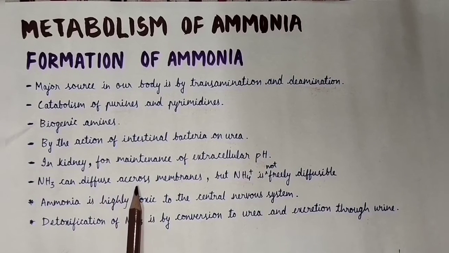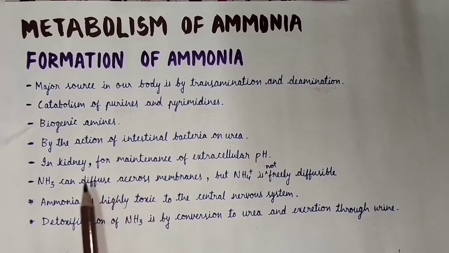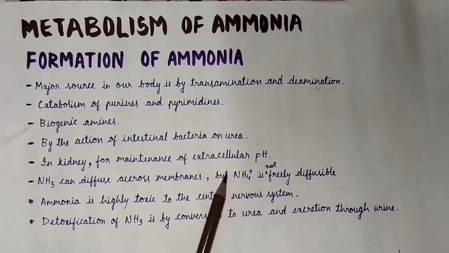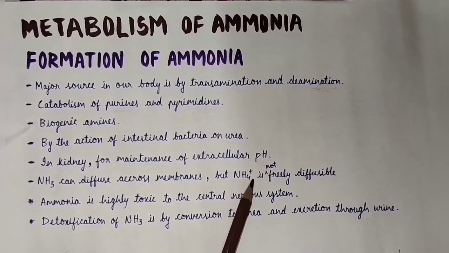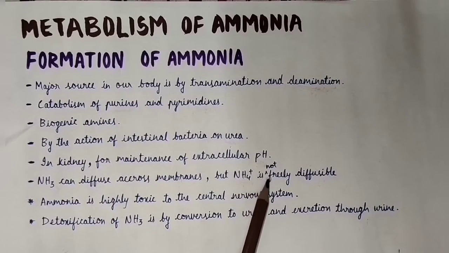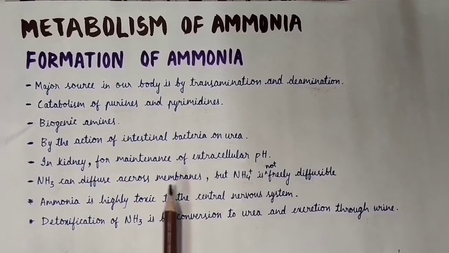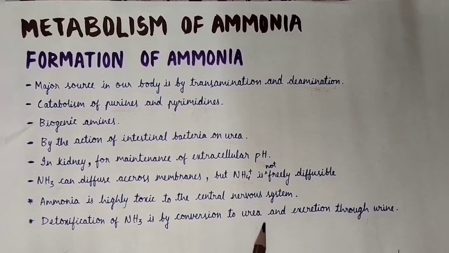Ammonia can easily diffuse across membranes, but at physiological pH, ammonia exists as ammonium ion. This ammonium ion is hydrophilic, so it is not freely diffusible. In the next topic, we'll look at why ammonia is highly toxic to the central nervous system, and detoxification of ammonia is by conversion to urea and excretion through urine.